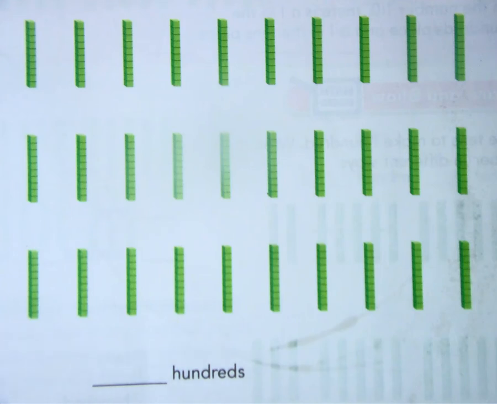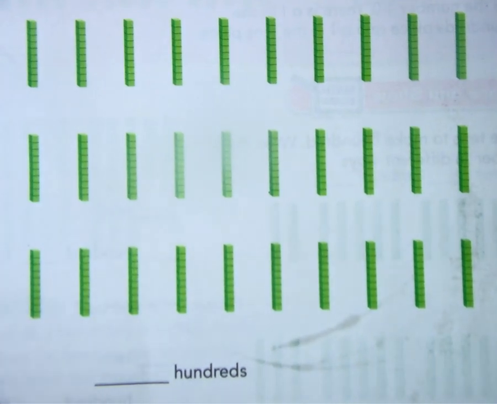Okay, we're on page 81. We are working with three-digit numbers. Today we will be exploring three-digit numbers. Remember, three-digit numbers have a ones, a tens, and a hundreds place. Tiene un lugar de unidades, de decenas, y de centenas.